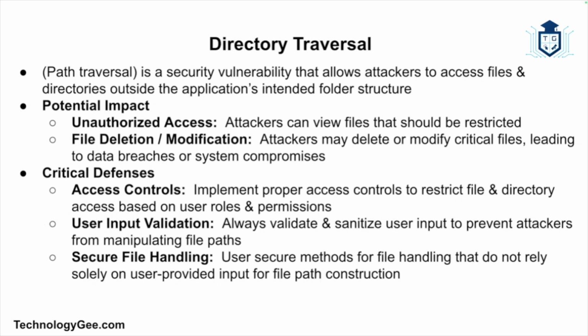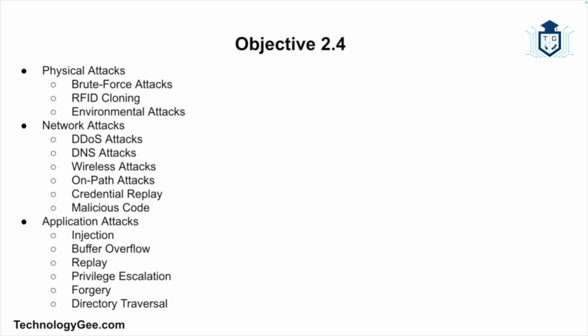And then finally, we have what is called directory traversal. So directory traversal or path traversal allows an attacker to access files and directories stored outside the application's intended folder structure. And this can lead to unauthorized viewing, deletion, or modification of files. Implementing proper access controls, validating user input, and using a secure method for file handling are critical defenses against directory traversal. All right, so that was my video where you learned about various physical attacks, network attacks, and application attacks.